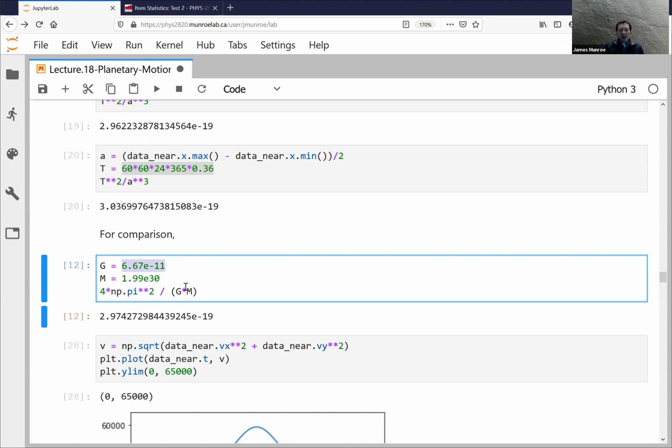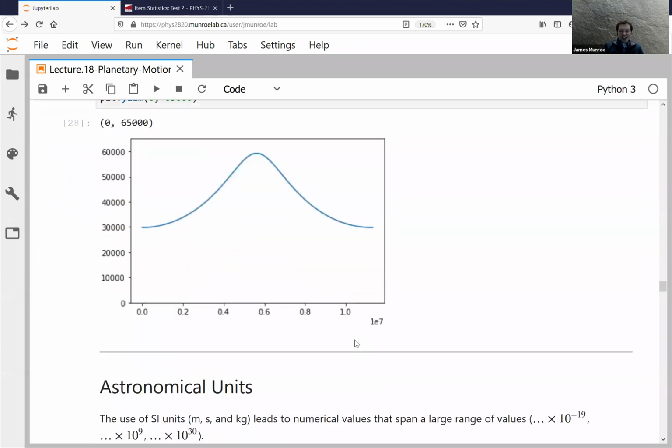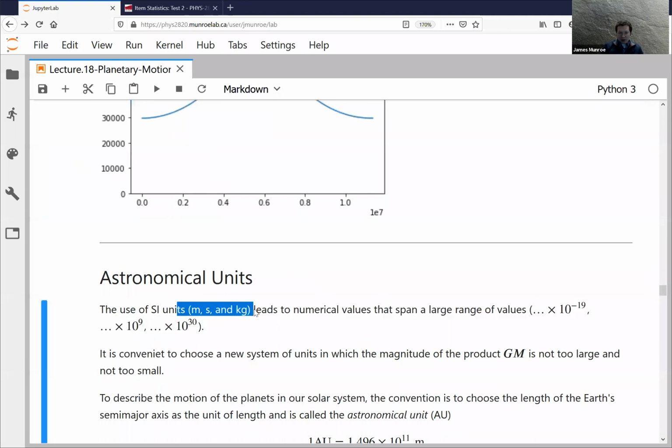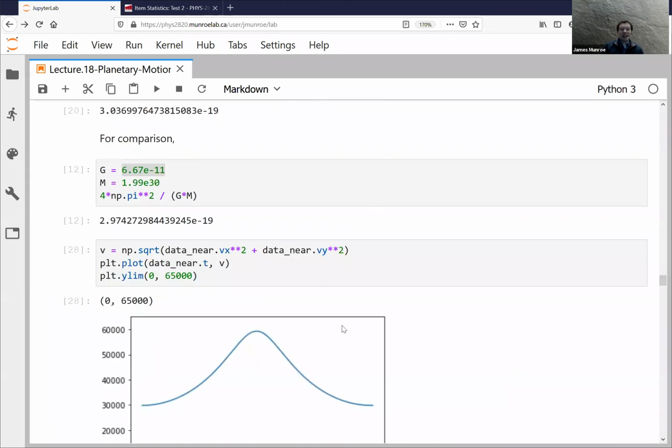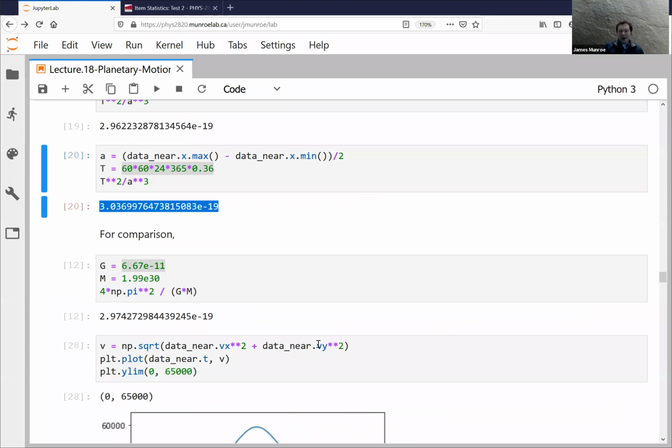Turns out that for these kinds of astronomical problems, there's a better set of units. You can do something if you just choose better units. You're familiar with systems of units. The SI system of units, meters, seconds, kilograms, will give you unwieldy numbers. They're totally fine, they're just hard to wrap your mind around. It turns out to be convenient to choose a new system of units for which the magnitude of the product G times M is not a giant number and not a tiny number. So right now, G times M is a tiny number, right? It's 3 times 10 to the minus 19.